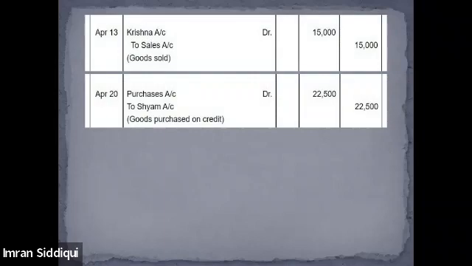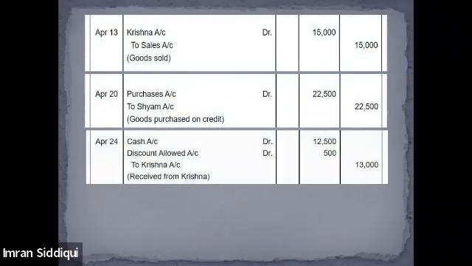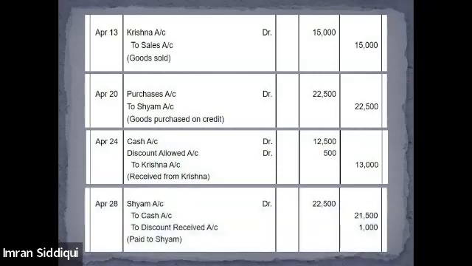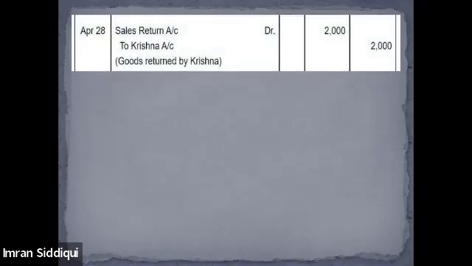Good. Ritika, next. Cash account, discount allowed account to Krishna account. Yes. Okay. Manisha, next entry. Sham account debit to cash account to discount received account. Good. Ritika, next entry. Sales return account to Krishna account. Sales return account debit. Okay.